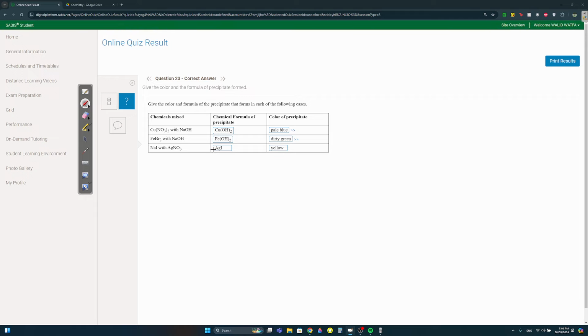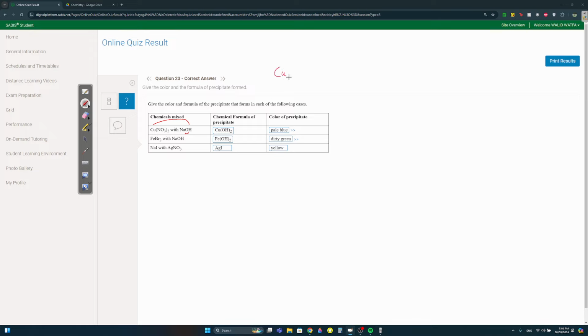23. They want you to see the chemical formula of the precipitate. First here you have copper mixed with OH. Will that form a precipitate? Yes, because OH always forms a precipitate unless it's with the big five. So you're gonna have a precipitate with Cu and OH.